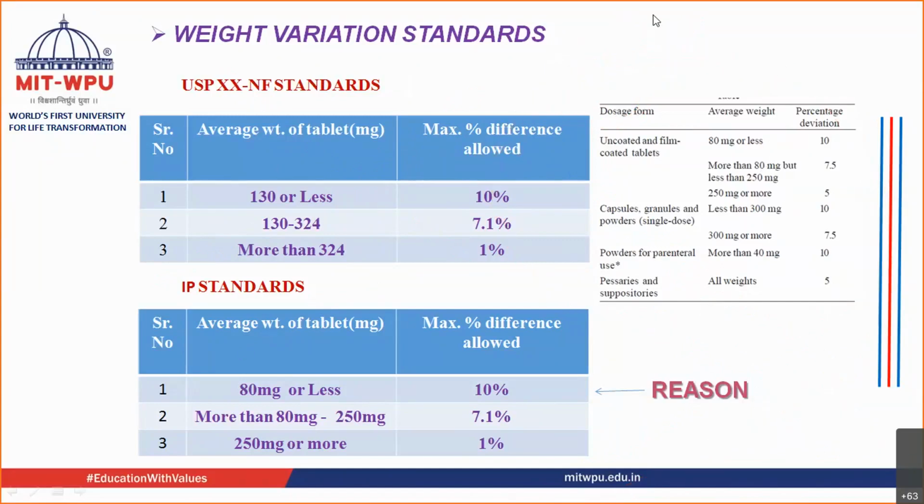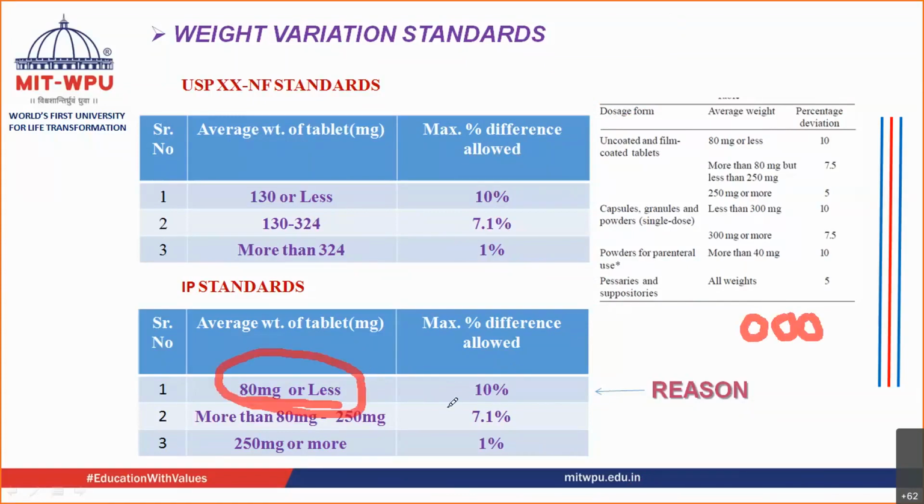So what are the standards? If the average weight of the tablet is 80 milligram or less, there are many tablets which have small size, isn't it? These small size tablets are going to have their average weight at 80 milligram or less.